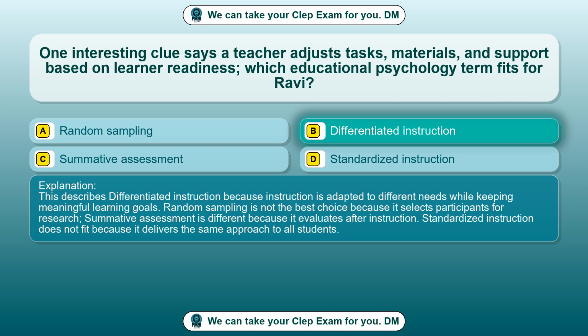Random sampling is not the best choice because it selects participants for research. Summative assessment is different because it evaluates after instruction. Standardized instruction does not fit because it delivers the same approach to all students.